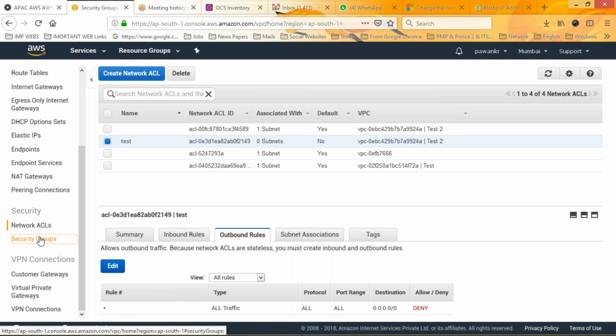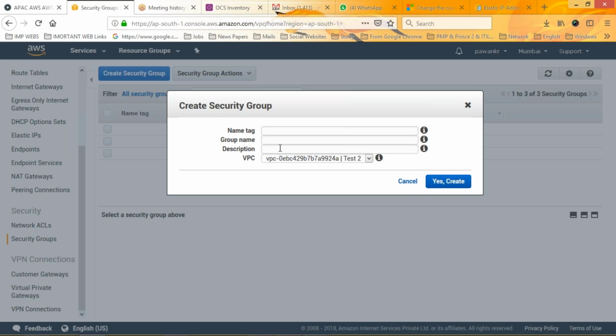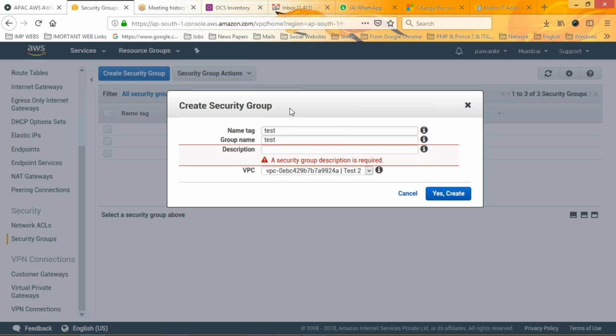And security groups are basically, once we create any instances, you have to provide which permissions to allow, which protocols. Test is there. This option is available. Okay.